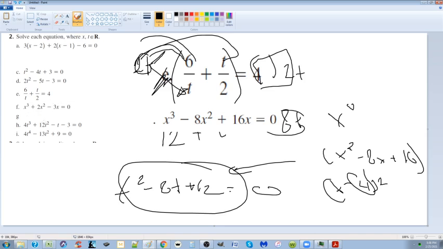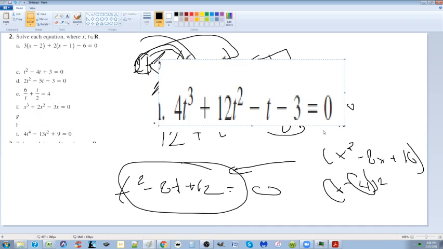This also has an x out. I think we just did this. This, you might say, oh, this one can't be solved. This one you factor by grouping. Look at the left term.